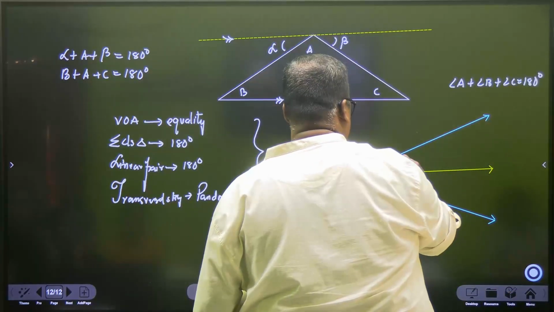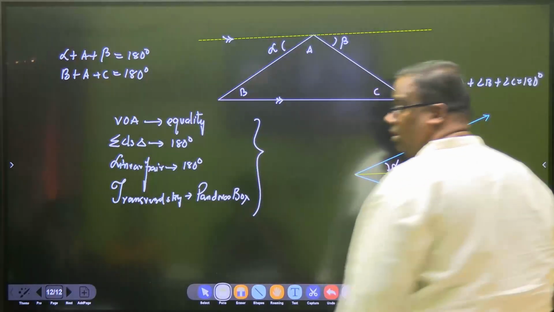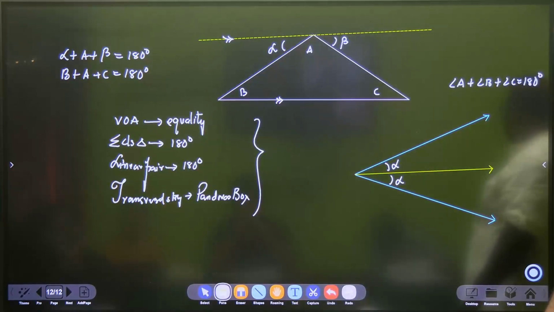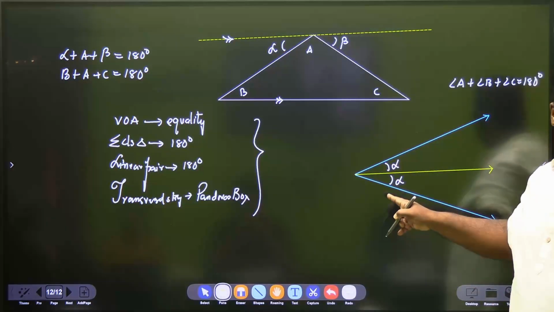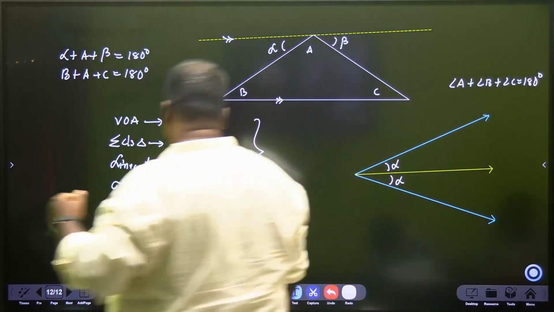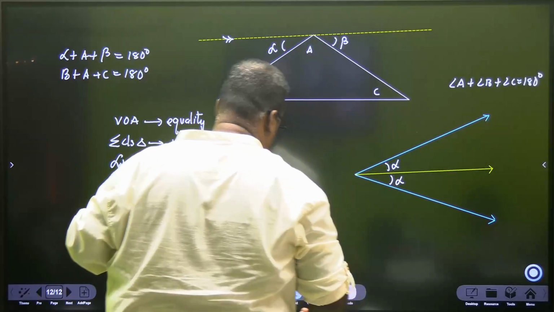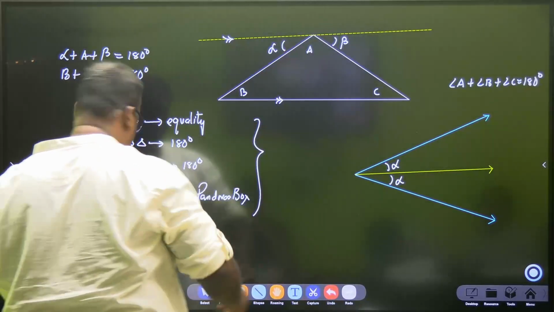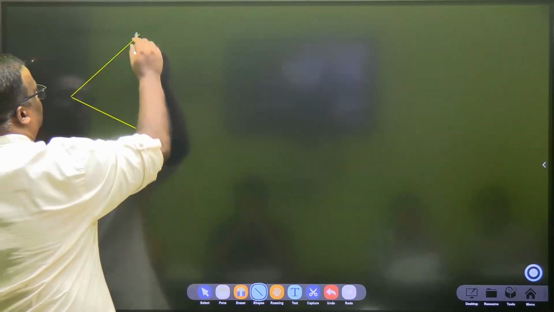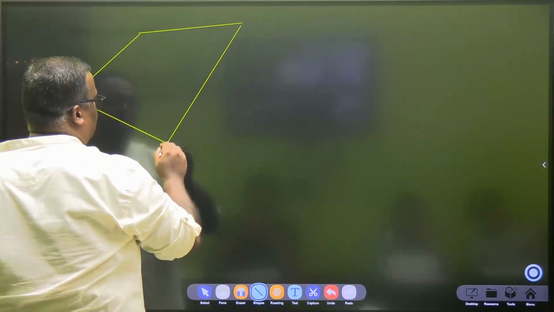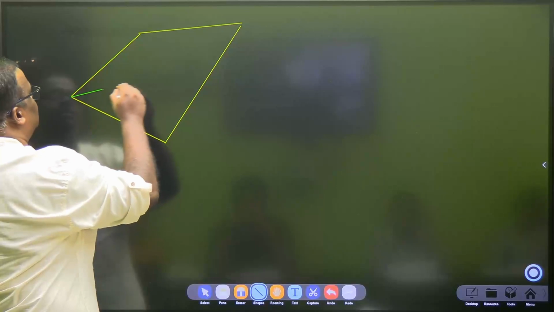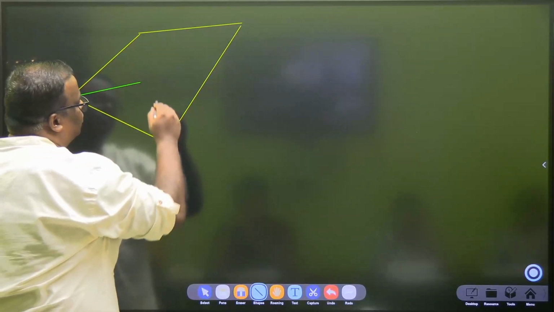So if this angle is alpha, this angle will also be alpha. And when you say angles are equal, then you should show it symbolically. So one arc means these two are equal. Say for example, let's say I have a quadrilateral like this. And in this quadrilateral, I am drawing two angle bisectors. This one, and I'm drawing an angle bisector from here also, this one.